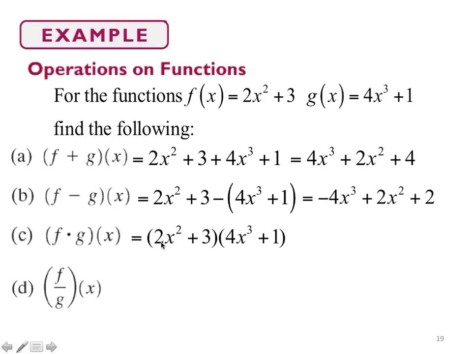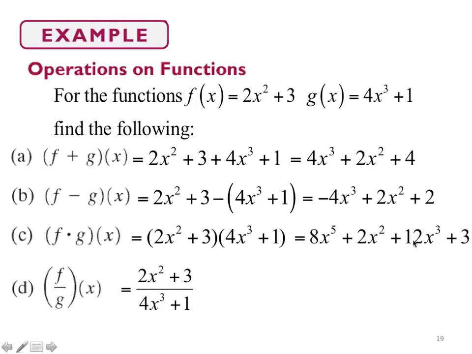Now if we want to multiply, we just have 2x squared plus 3 times 4x cubed plus 1. You have to use FOIL, so the first terms are going to give you 8x to the 5th. The outside term is going to give you 2x squared. The inside term is going to give you 12x cubed, and the last term is going to give you 3. It might be slightly nicer to write the 12x cubed before the 2x squared, but as long as MyMathLab doesn't state that you need it that way, it's fine to put it this way.